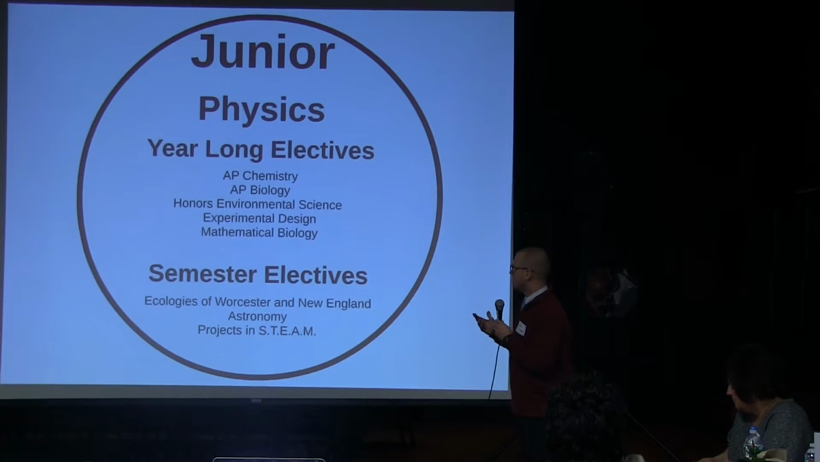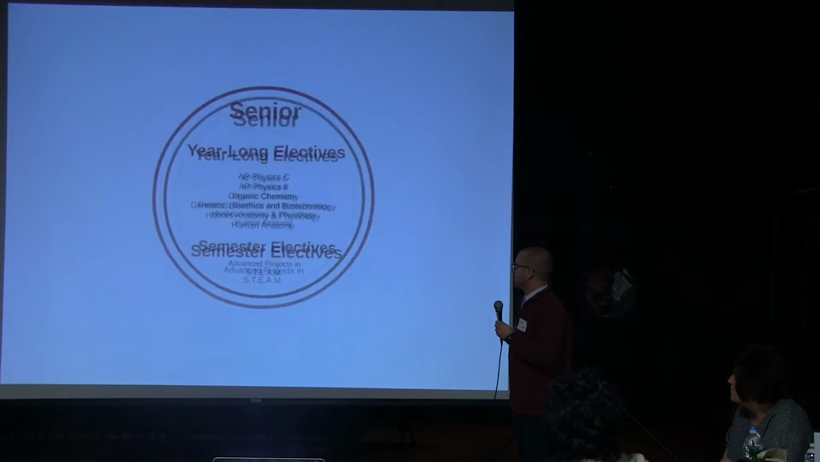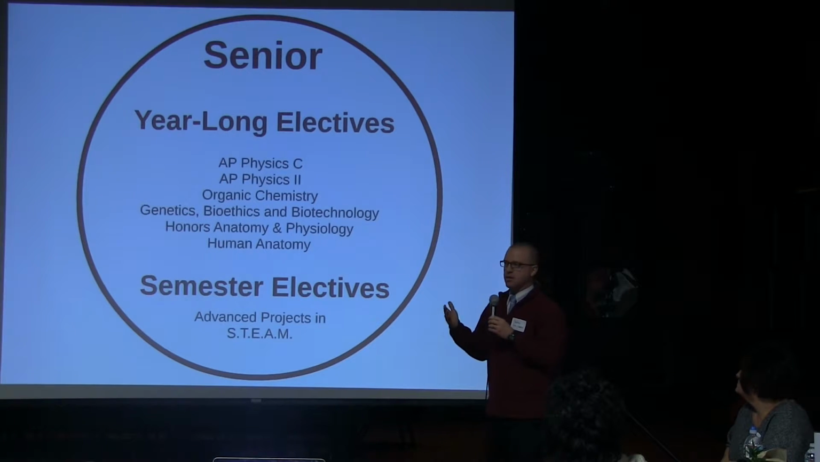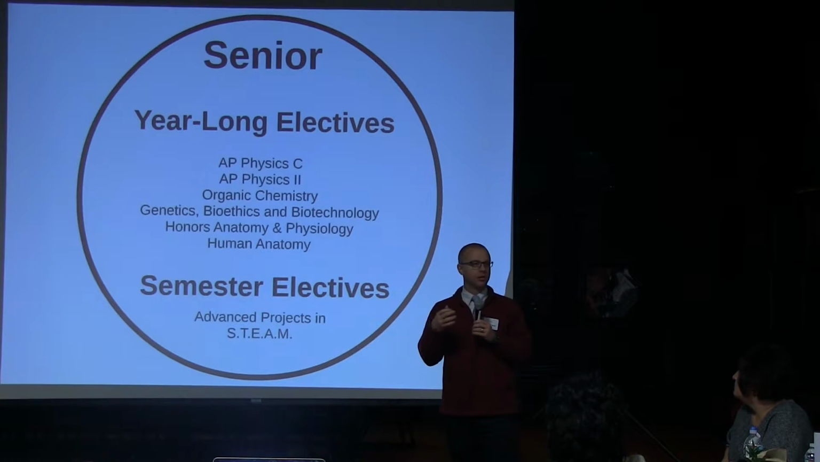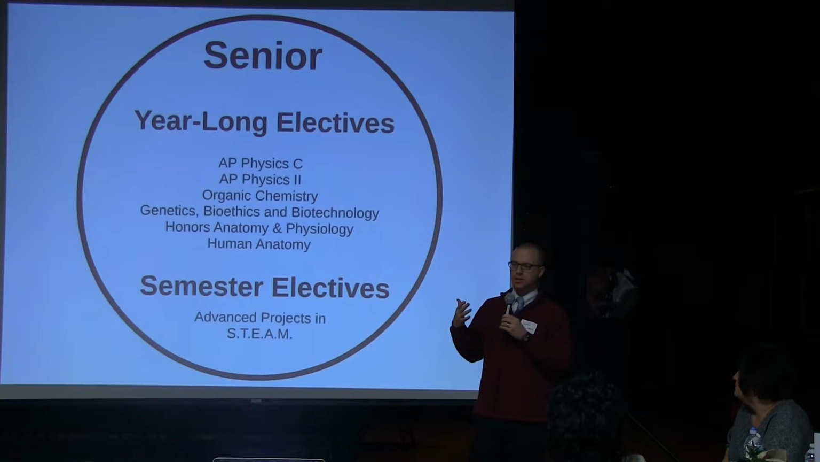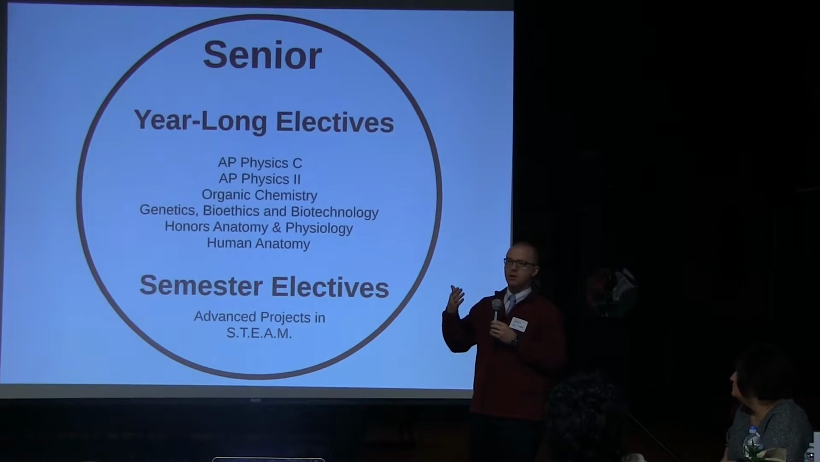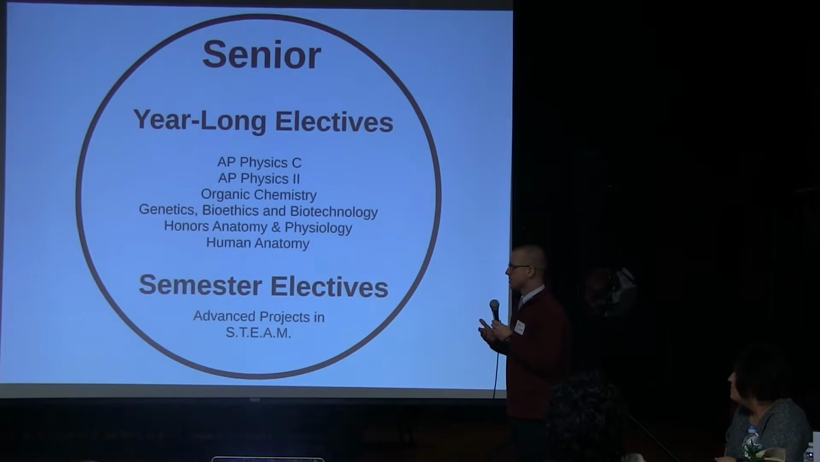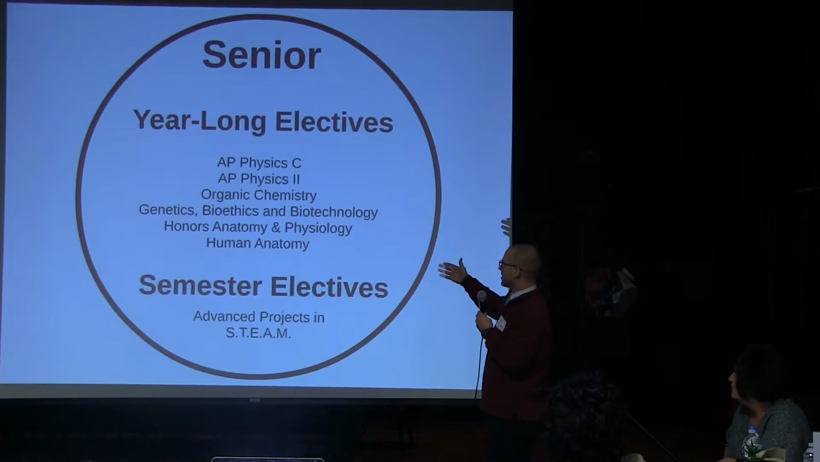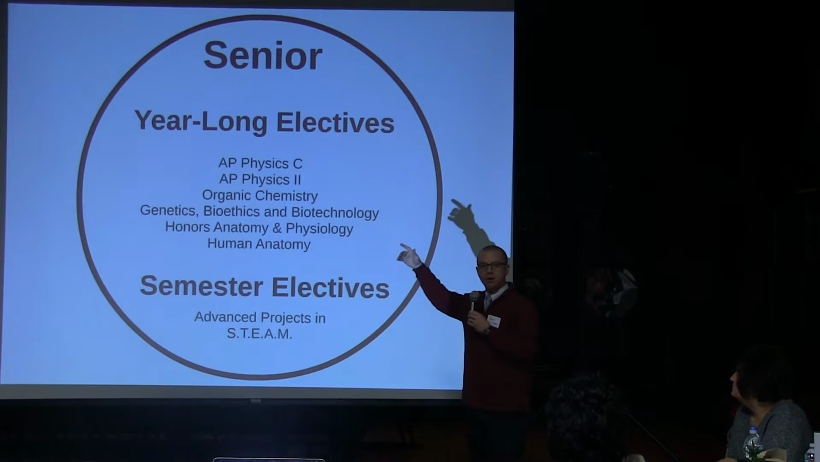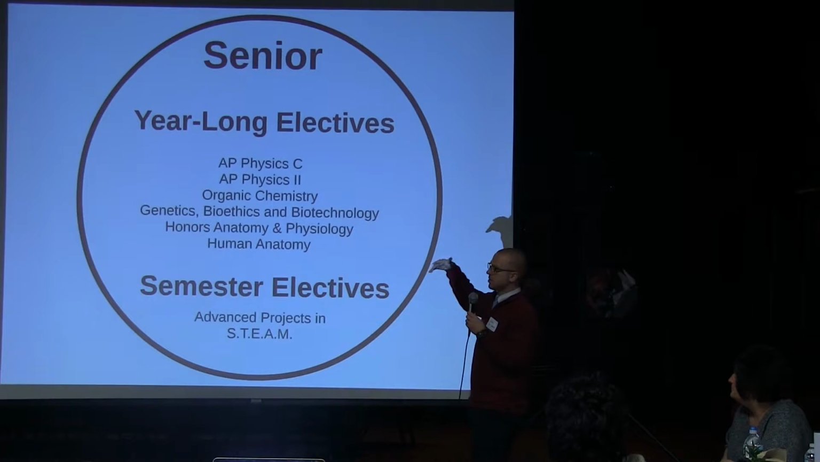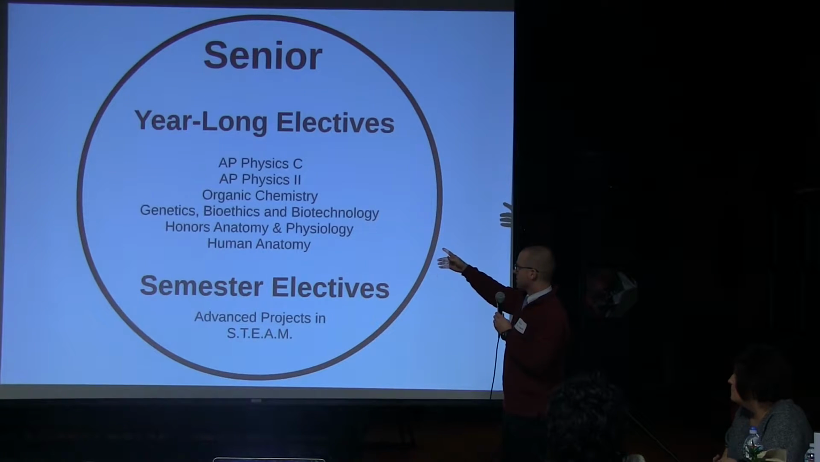And then in the senior year, this is where you see that there's no core class, there's no bio, there's no chem, and there's no physics. Because in the senior year, a lot of the students have already taken those core classes, and so now you go into the full year electives or the semester electives. So full year electives: AP Physics C, this is our calculus-based physics class, so you need to have taken calculus before you take this class.